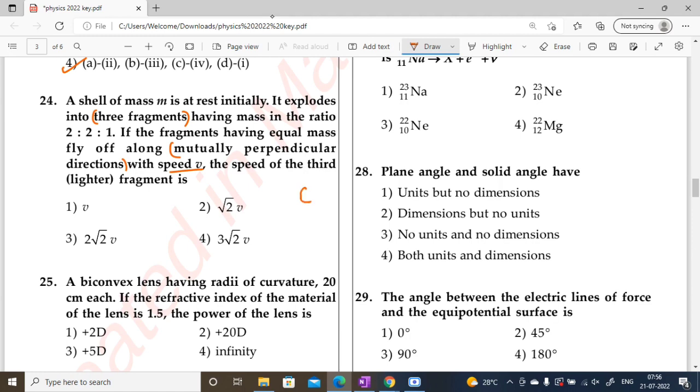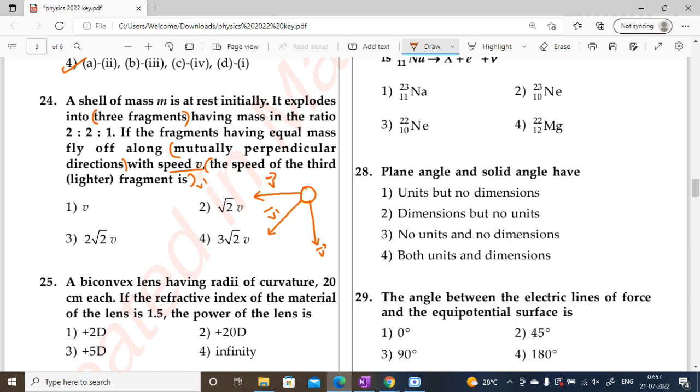So when one larger mass splits into 3, let us take that two are mutually perpendicular, traveling with the same speed v. If one particle is going with velocity v in this direction, the other will be going mutually perpendicular to it. And of course, the third particle will be going as a resultant. Let me take its velocity to be v dash. The particle splits into 3, and two of them, having the same velocity, move along mutually perpendicular directions. We need to find the speed of the third lighter fragment, which is v dash. So v dash can be easily found here.